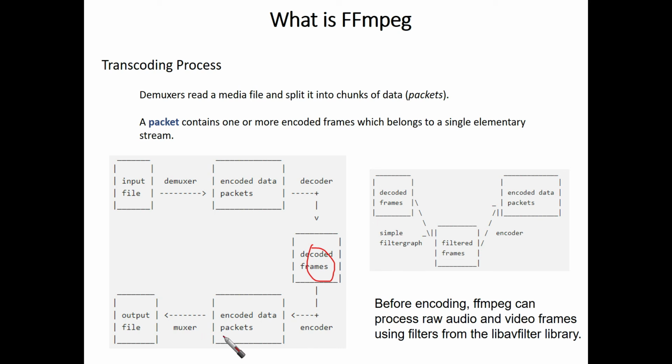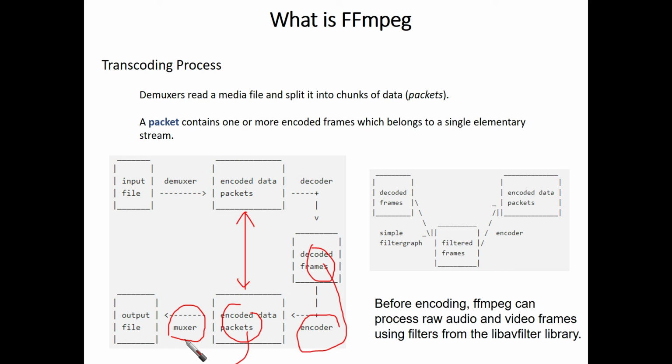Then you pass these decoded frames through the encoders, and the encoder adds your new headers and those things, and then you have the encoded data packets. Definitely it's the reverse of the earlier steps, right? And then these data packets again need to go through the muxer.